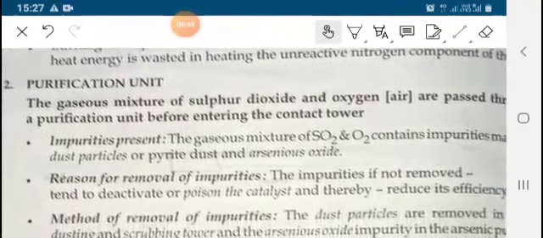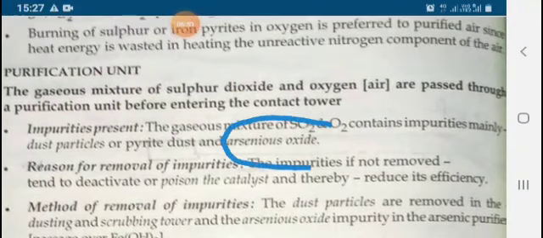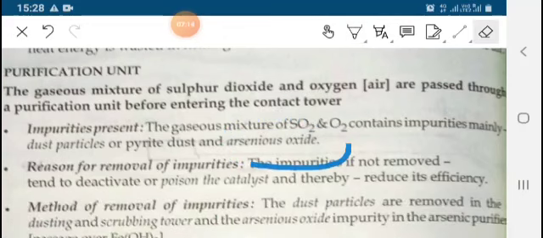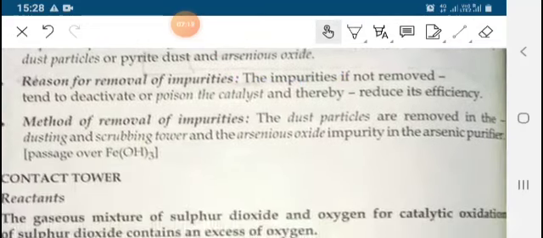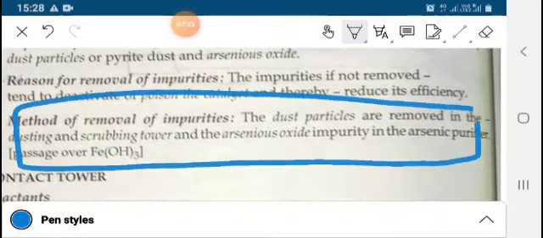Now you can see here in the purification unit what could be the impurities. The impurity present is arsenious oxide. The arsenious oxide is removed because if it is not removed, the efficiency of production of sulfuric acid will be reduced. There are methods also given for the removal of impurities, that is dusting and scrubbing.